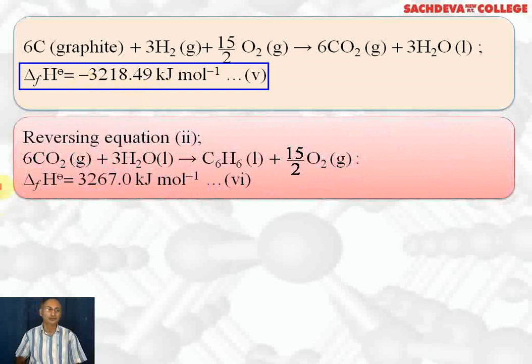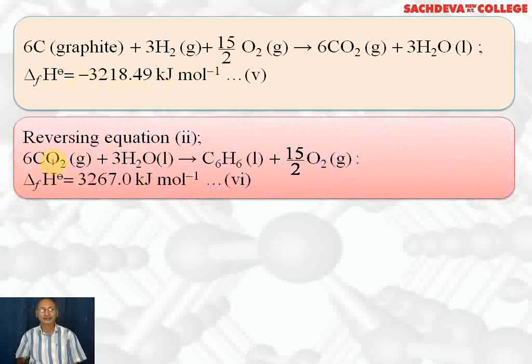3218.49 kilojoules per mole. We want to reverse this equation. Why do we want to reverse this equation? Because we want formation of benzene; this is reversing the second equation. Why do we want to reverse the second equation? Because we want benzene on the right hand side, because we want to calculate the enthalpy of formation of benzene. So this reversing is a must. And when you reverse this equation, don't forget the sign of delta H will become positive, because earlier it was negative, now it will become positive.